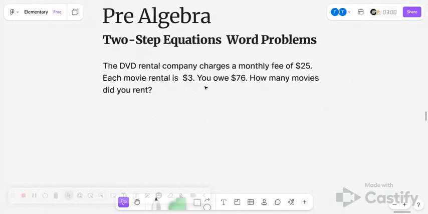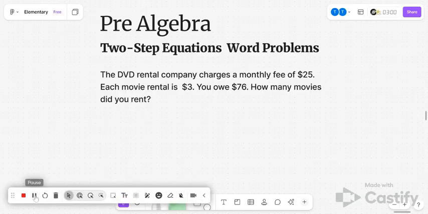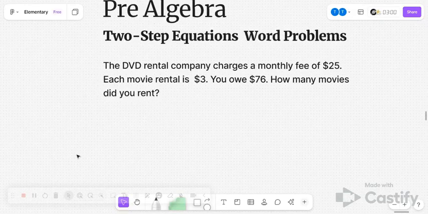Hi everyone, we're going to talk about how to solve two-step equations. Students find it difficult when the questions are provided as word problems. This is one of the popular questions in this unit, so we're going to jump in and solve this.